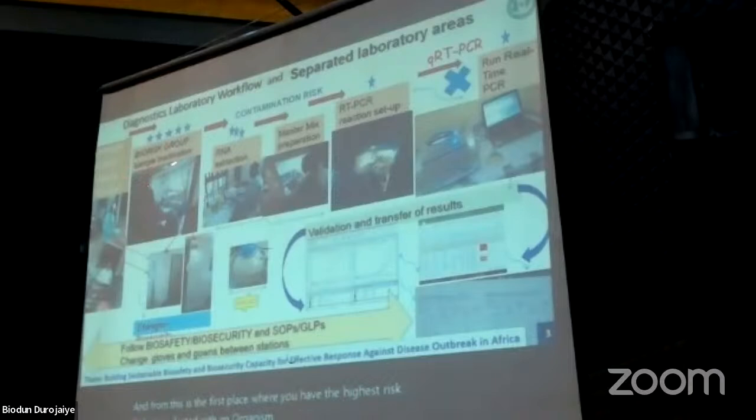And you can see we work inside something they call a glove box. It's about safety, a PSA3 facility. Then this is the extraction area, where you have less risk. And you now have the master mix, where you don't have any risk at all. Then the polymerase area, where the only risk you have is cross-contamination or contamination of the environment. That is what you have in this section of the setup.